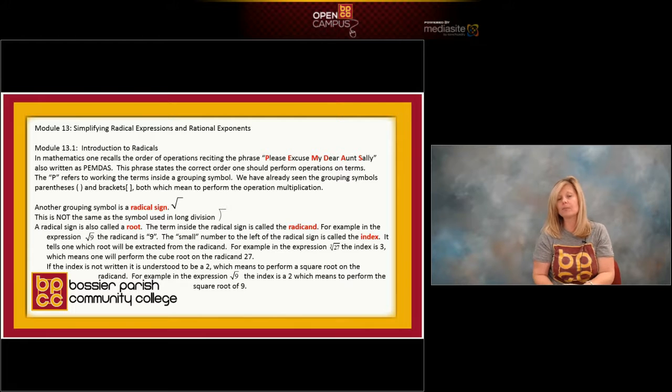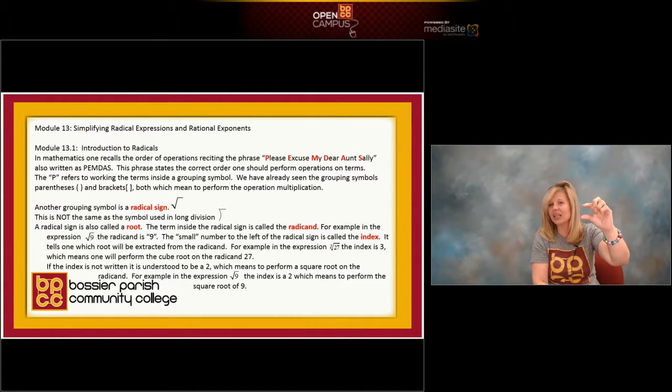So that's important. If we're doing a square root, you will not see the index. If we're doing a cube root, a fourth root, a fifth root, you will see the index. So when we're dealing with the radical sign, besides having the actual check mark symbol, you'll have a term inside called the radicand, and then a little itty-bitty number to the left, which is called the index.